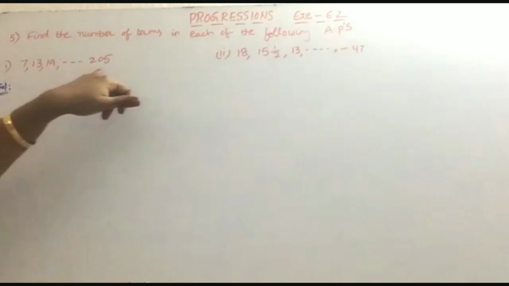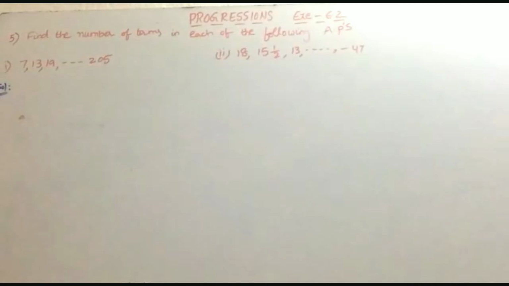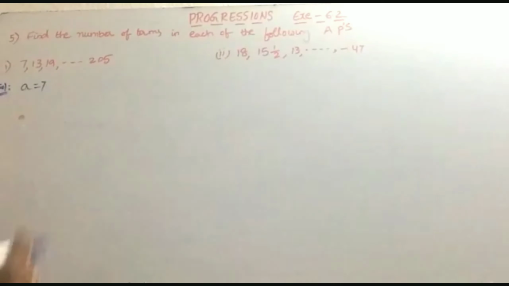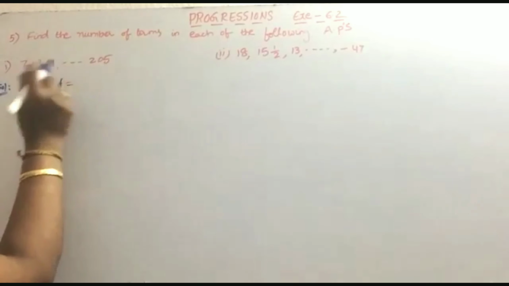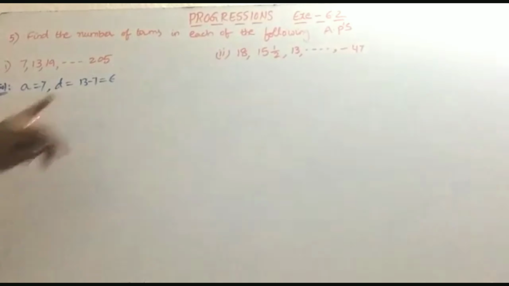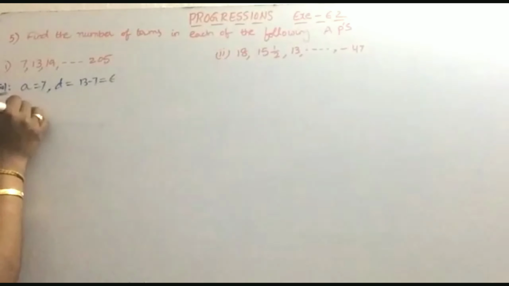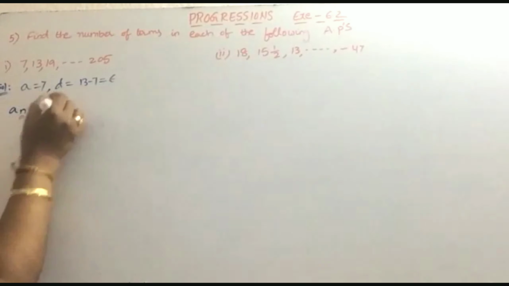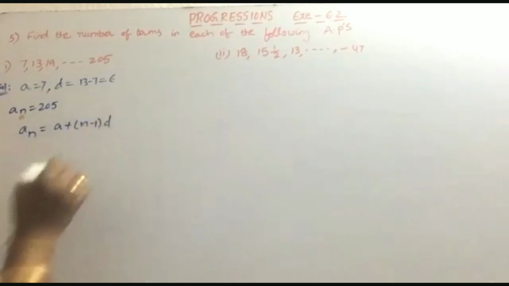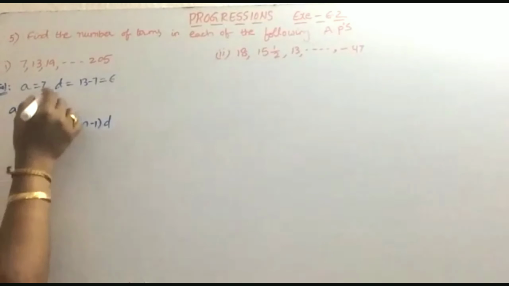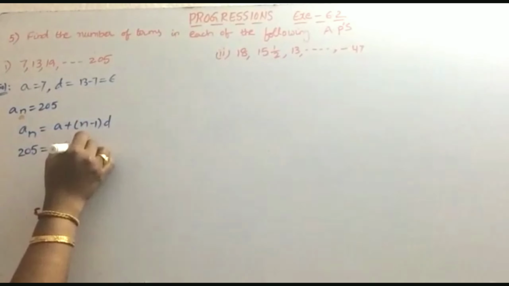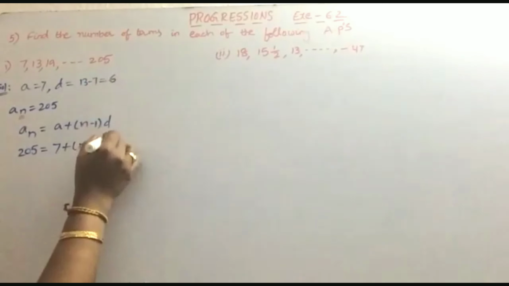First one is 7, 13, 19 and so on up to 205. Here I will take a is equal to 7 and d, the common difference, equal to 13 minus 7, that is 6. Then I will take an as 205. So an is equal to 205. So an is equal to a plus n minus 1 into d. We will substitute the values in this formula. an is 205 and a is 7 plus n minus 1 into d, which is 6.